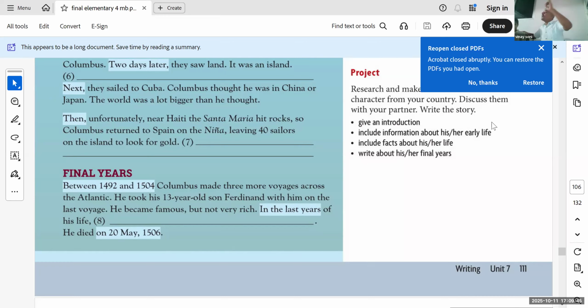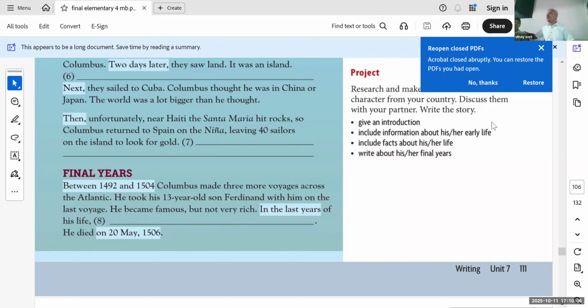He made a lot of journeys now. On the last journey, on the last voyage, he took his son with him. He took his son with him on the last voyage. He became famous. He wanted to become famous. He became famous, but not very rich.